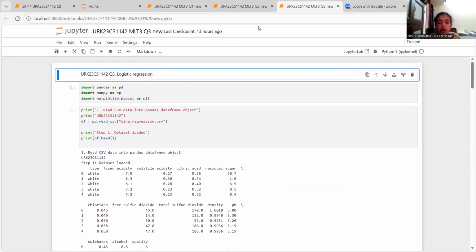So in all these three parts, we saw linear regression, multiple linear regression, and logistic regression. We performed the data pre-processing, calculated model parameters, evaluated the performance using the SSE, root mean square error and R square, and visualized the results using the graph. So yeah, that's all about the third experiment in MLT.